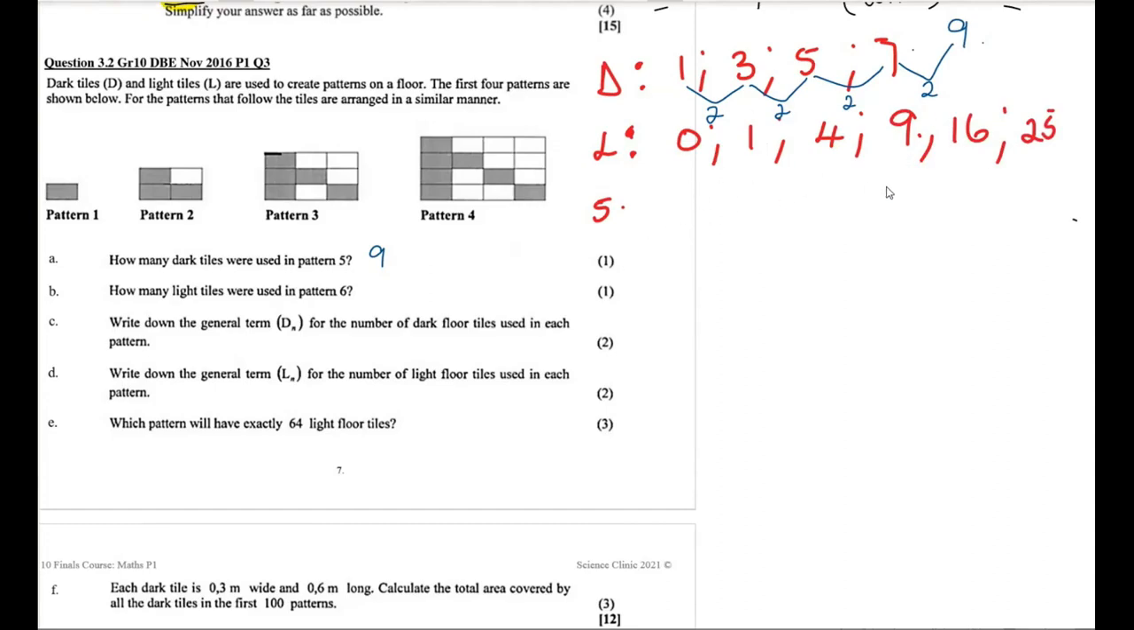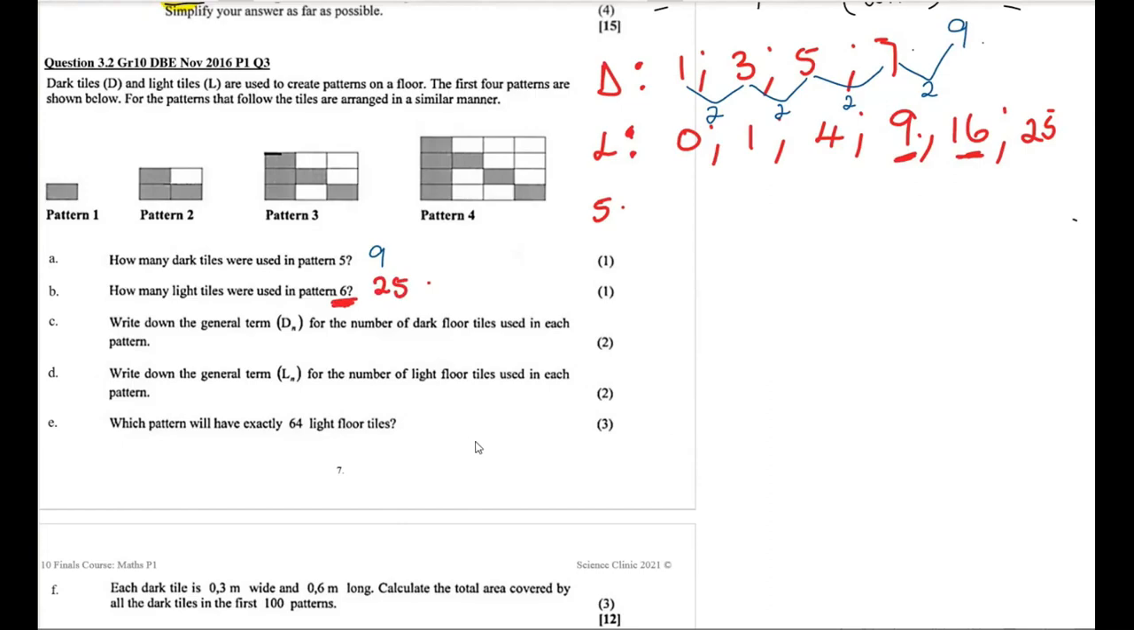Faith says 9 is 3 squared, 4 is 2 squared, and 5 squared is 25. Yes. But the examiner wanted pattern 6. I'm now doing B. This 9 was for A, Faith. This 9 was for A, for pattern number 5 for the dark ones, the first one. So now on this one, our answer will be 25.